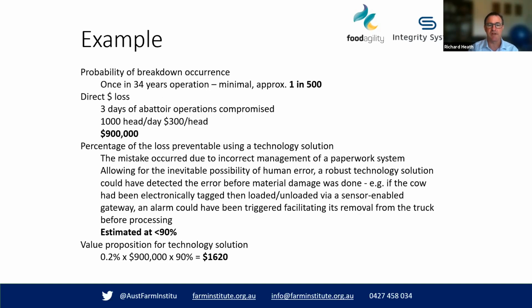Then the percentage of loss preventable from using a technology solution is never 100%. There is always a possibility of human error. So that's estimated at about 90%. When you run that through the equation, you get the value proposition on a yearly basis, with the chance that it's going to happen again being very low, of $1,620.